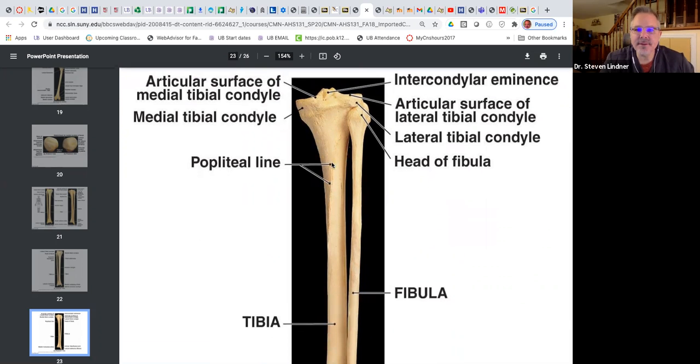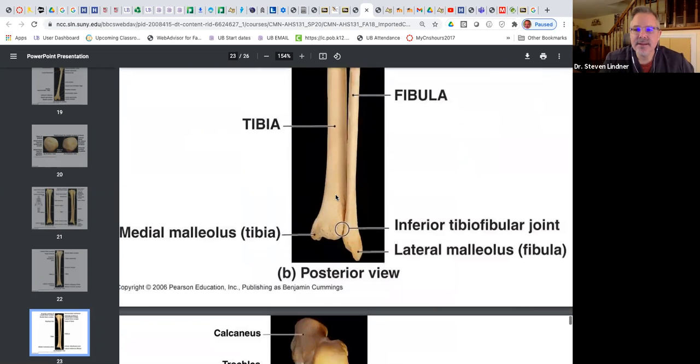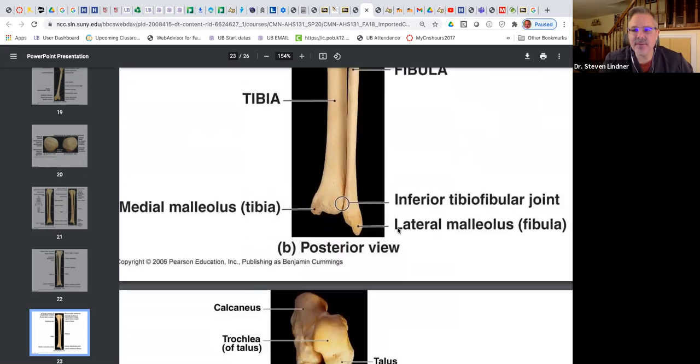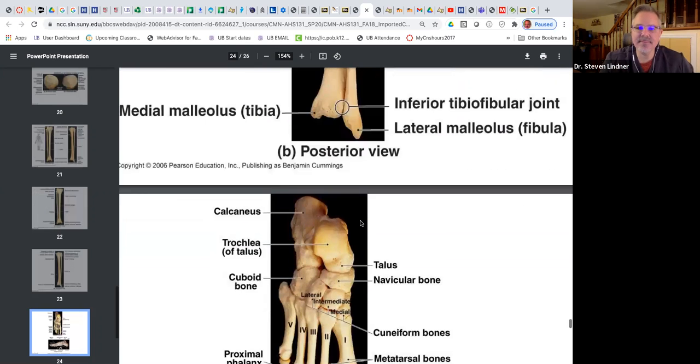Here's a popliteal line. Popliteal line is a line for a muscle called the popliteus muscle. No big deal. And again, you could see the lateral malleolus descending further down, further distally than the medial malleolus. And as we mentioned before, that's why inversion of the foot is much easier and eversion is more difficult, because the lateral malleolus blocks the movement.